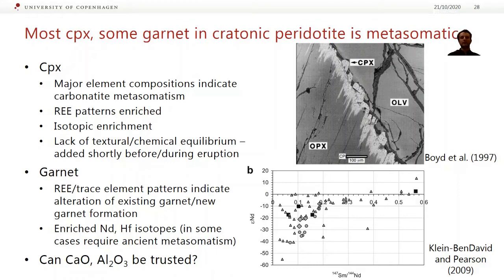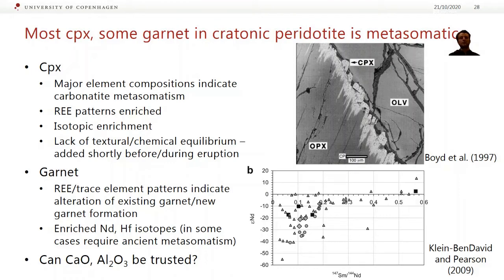In terms of CPX, we have a number of lines of evidence that these are metasomatic. Some of the major element compositions indicate that they're formed from carbonatites, this kind of wehrlitization process I talked about earlier. They tend to have enriched rare earth element patterns, which are not consistent with them being depleted mantle residues, and they can be quite isotopically enriched.